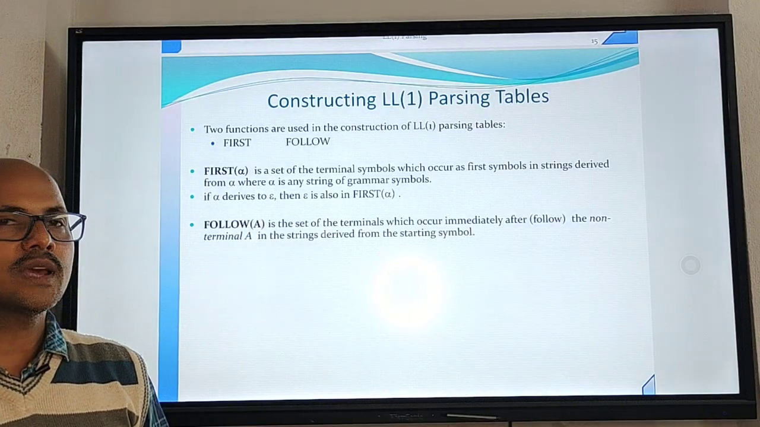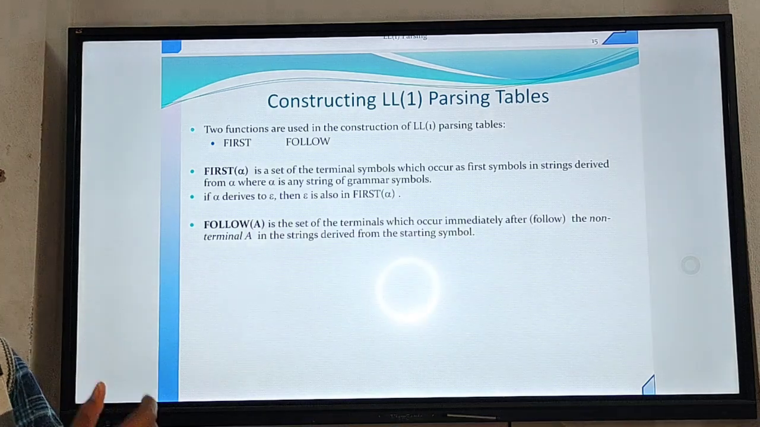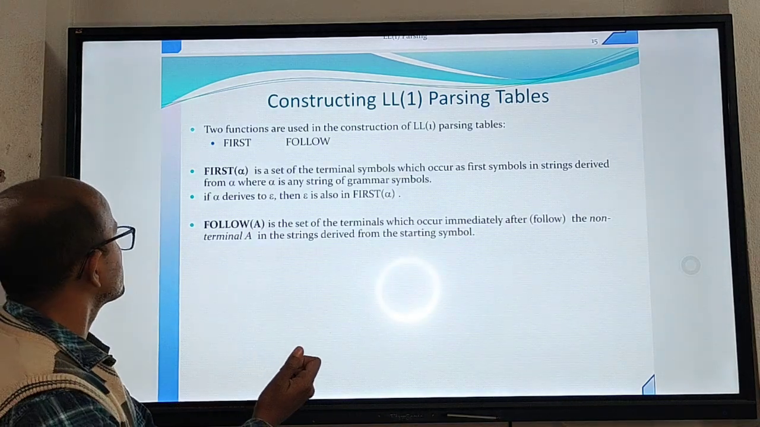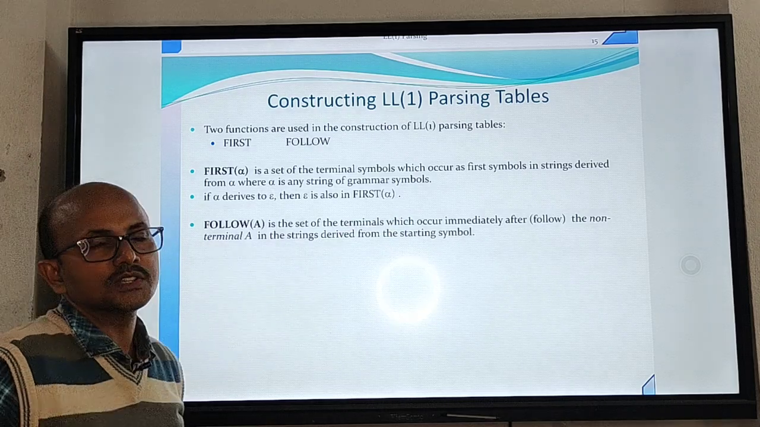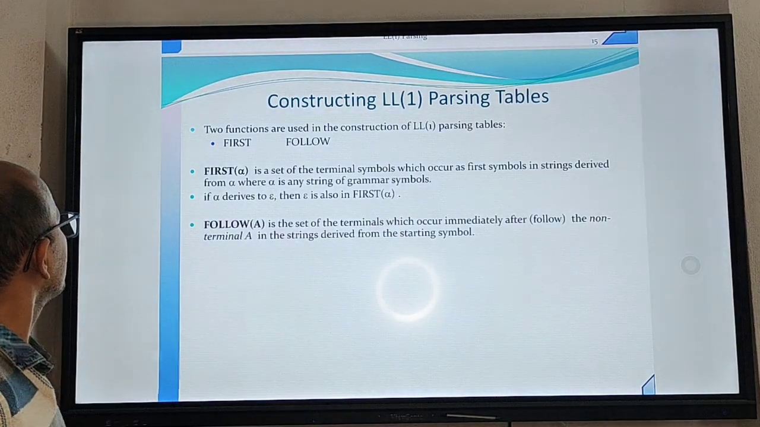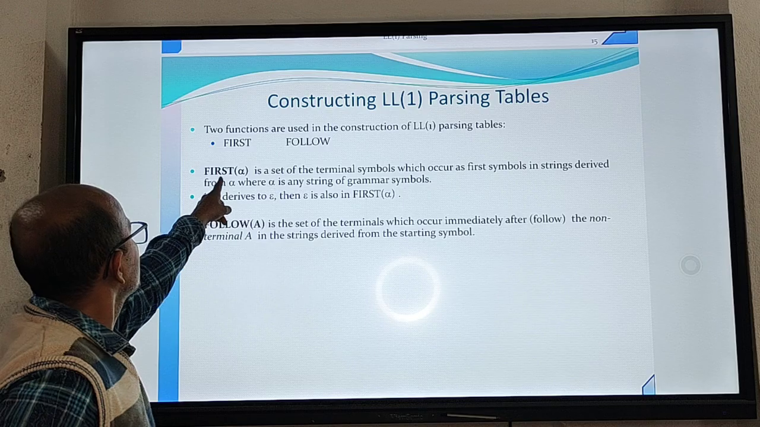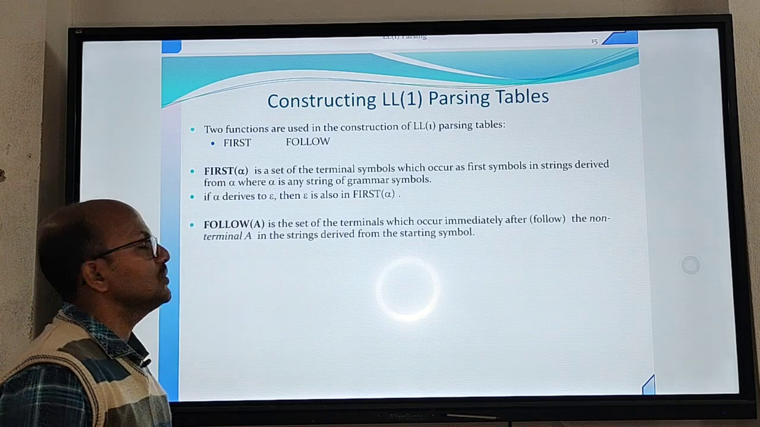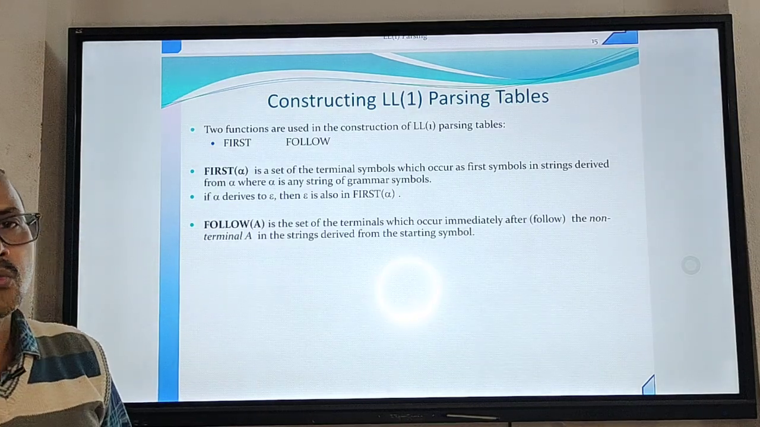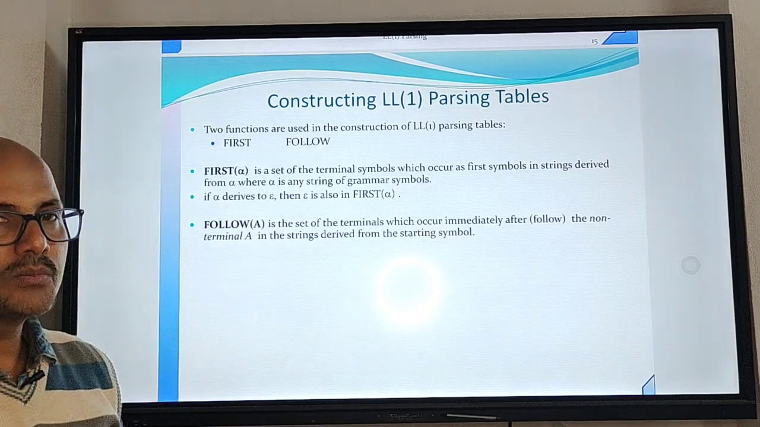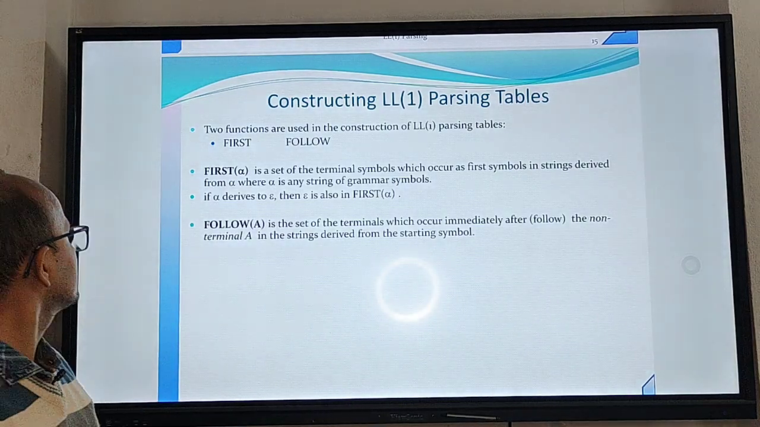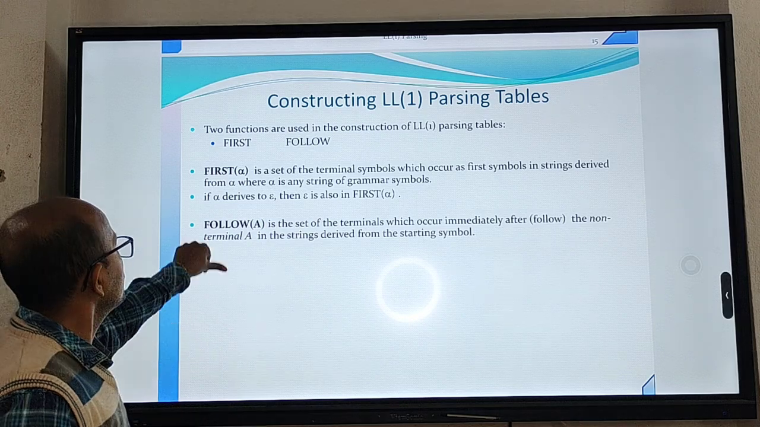string where the first symbols are seen. So a set of terminal symbols which occur as the first symbols of the string derived from alpha is denoted by first of alpha. Similarly, follow of A. What symbols follow A? That set of symbols which follow A is denoted by follow of A.